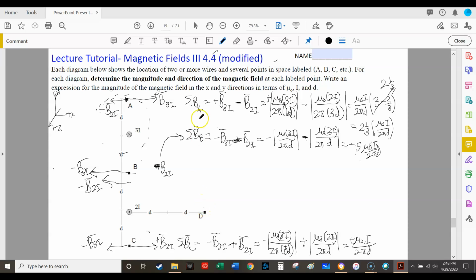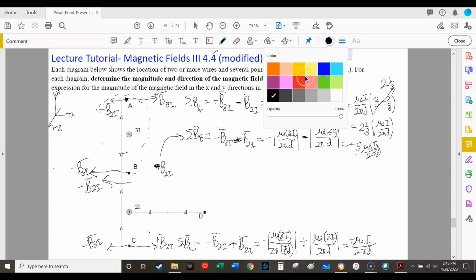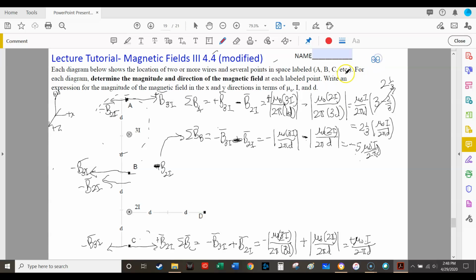So I'm going to draw this. I'm going to use different colors now, because if I don't, I'm going to lose count. So this guy here, I'm going to give it red. And that 2i guy is going to be pointed directly in the positive y direction.